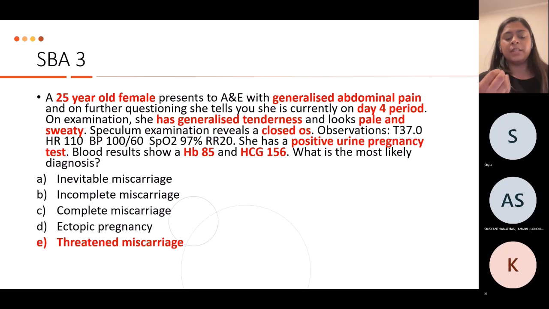The second option is an incomplete and complete miscarriage. And the reason why it's neither one of those is because you can't tell whether it's incomplete or complete until you do a scan.